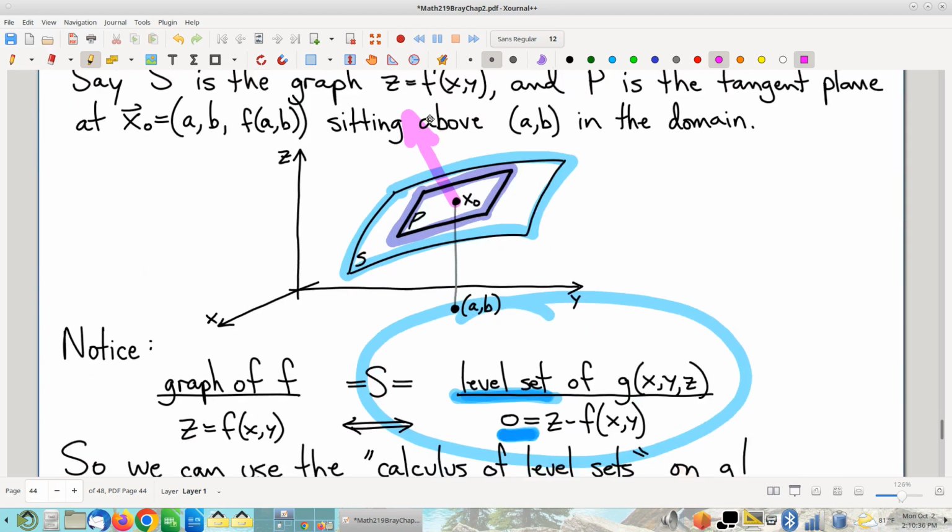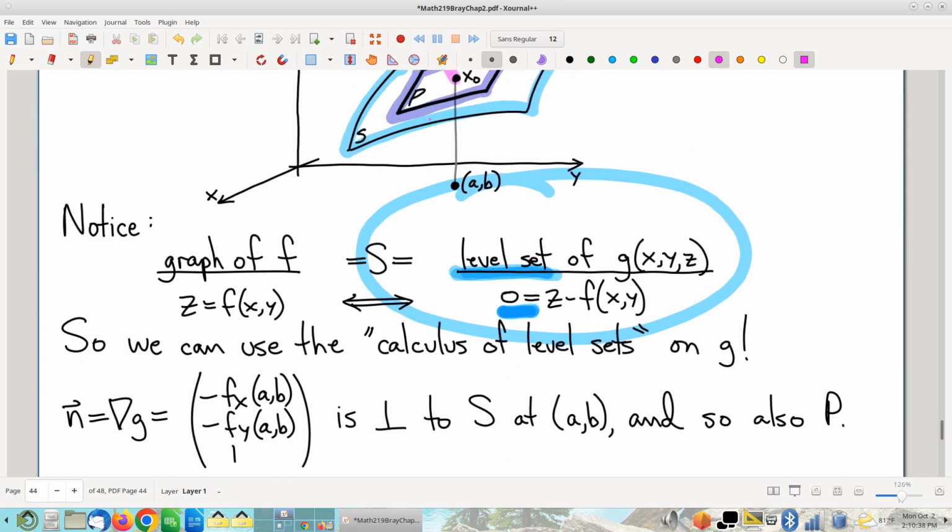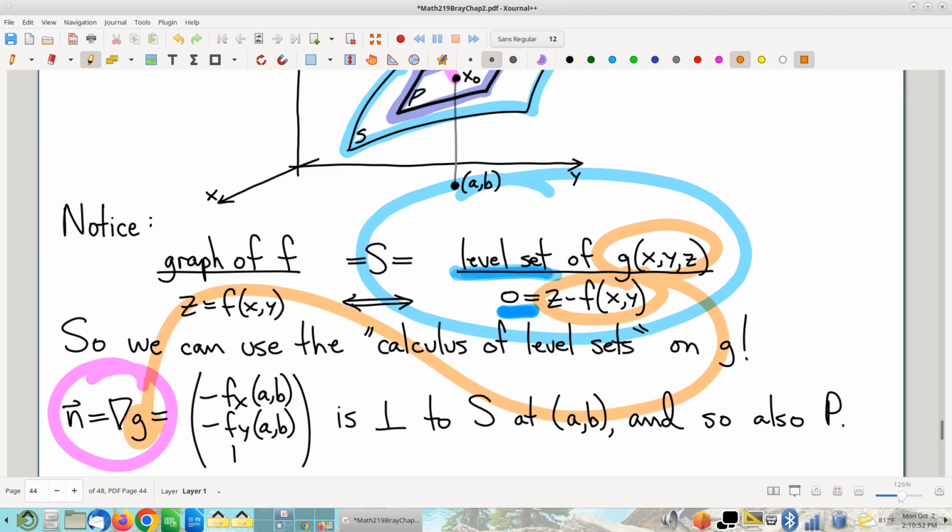So that's the beautiful little foot in the door. All I have to do to find a vector perpendicular to a level set is just take the gradient, and I emphasize the gradient of this function called G, whose level set is what we're interested in. Everybody with me? And now it's all downhill from here. We've got this thing z minus f of xy. We've got three partials to take, x, y, and z partials. Here they are.